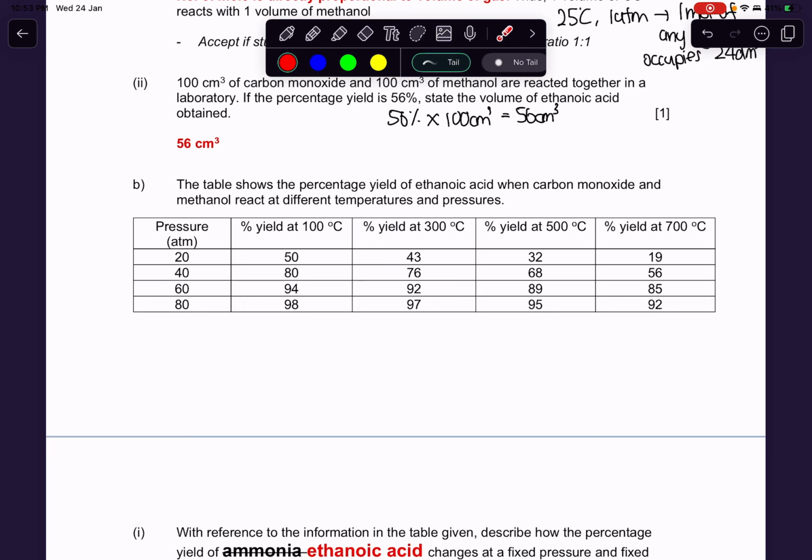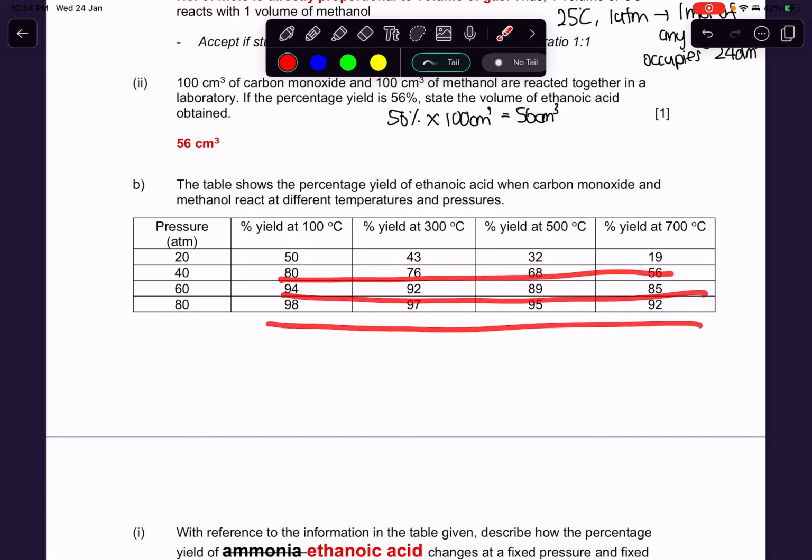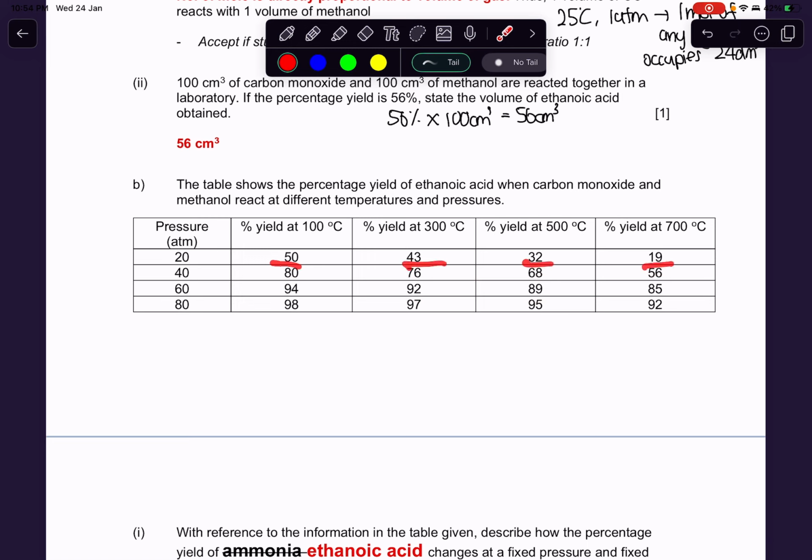Let's say I look at temperature first. I will just look across like this. I'll notice that as temperature increases, for each fixed pressure, the yield actually decreases. Can you see? 50 to 43, 32 to 19, 98 to 97 to 95 to 92. So that's one pattern that I observe. Next, I will observe up to down. I notice at 100 degrees Celsius, as I increase the pressure, it increases from 50 to 80, 94 to 98. At 700 degrees Celsius, 19 to 56 to 85 to 92. You can just do a check for all columns. You notice that the relationship is the same.